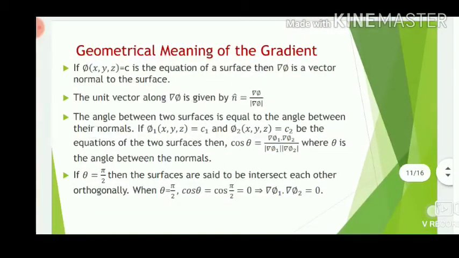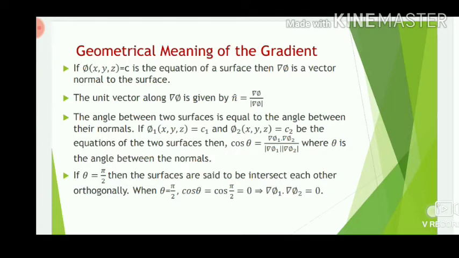Now let us discuss the geometrical meaning of the gradient. What is the geometrical meaning of this gradient? If phi of xyz equal to c is the equation of a surface, then del phi is a vector normal to the surface. So whenever a surface is given, del phi, that is the gradient of that surface, is normal to the given surface. The unit vector along del phi is given by n cap equal to del phi divided by magnitude of del phi.